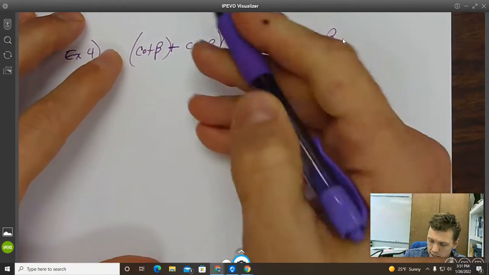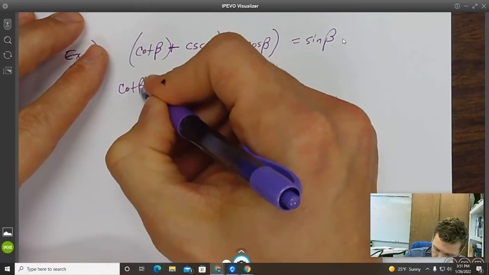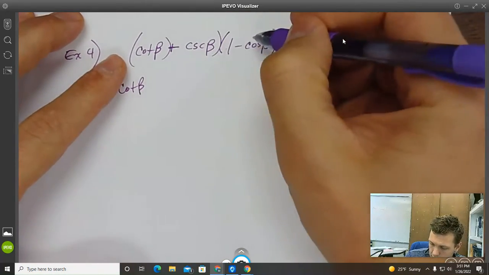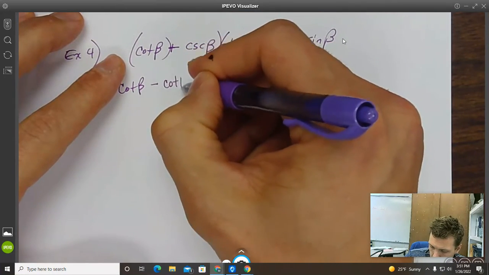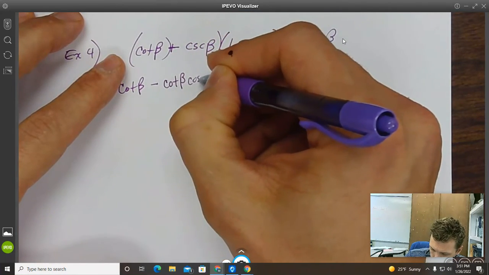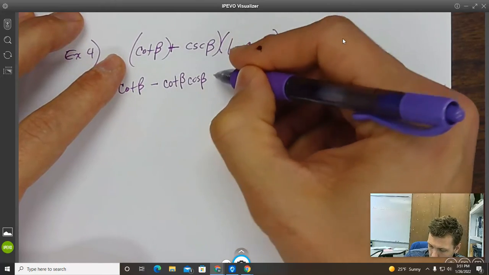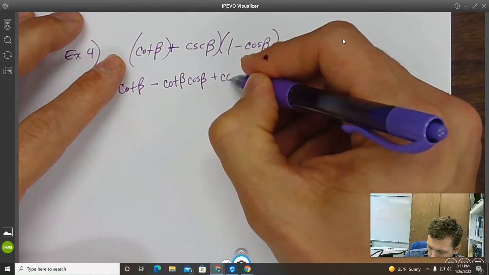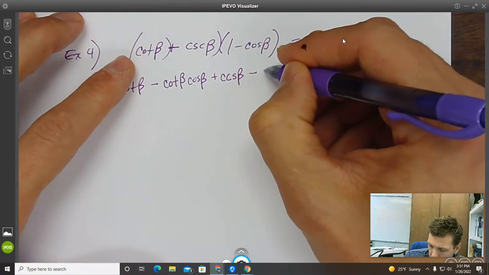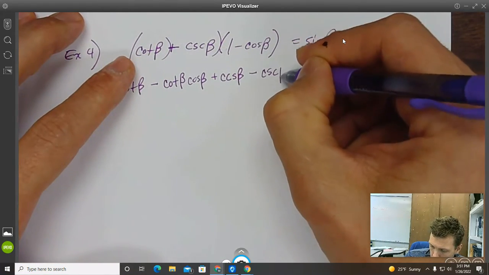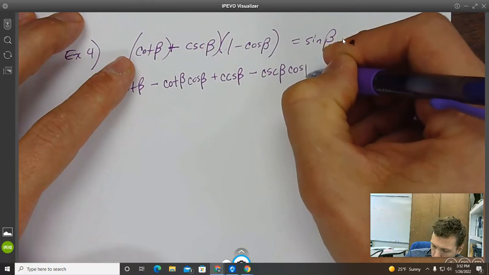So we've got cotangent of beta, times a negative cosine. And then we're going to distribute the cosecant. So it's plus cosecant of beta. Cosecant times negative cosine is a negative cosecant beta cosine of beta.